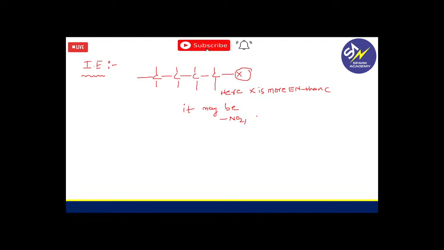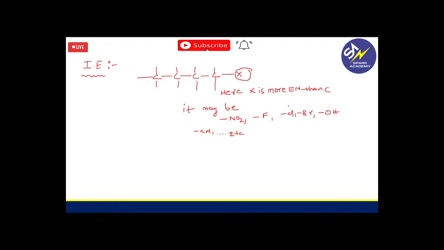It may be NO2, fluorine, chlorine, bromine, OH, cyano group, or isocyano group, etc. Here I am taking a carbon compound in which carbon is attached to a more electronegative atom.